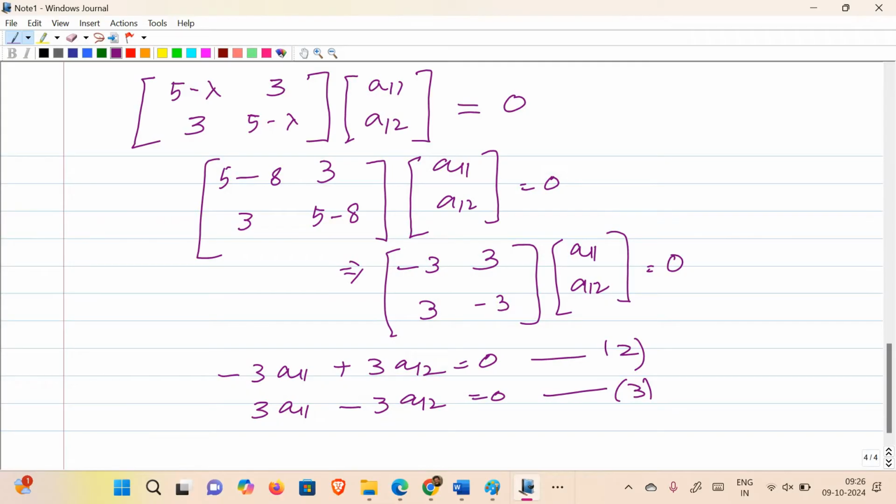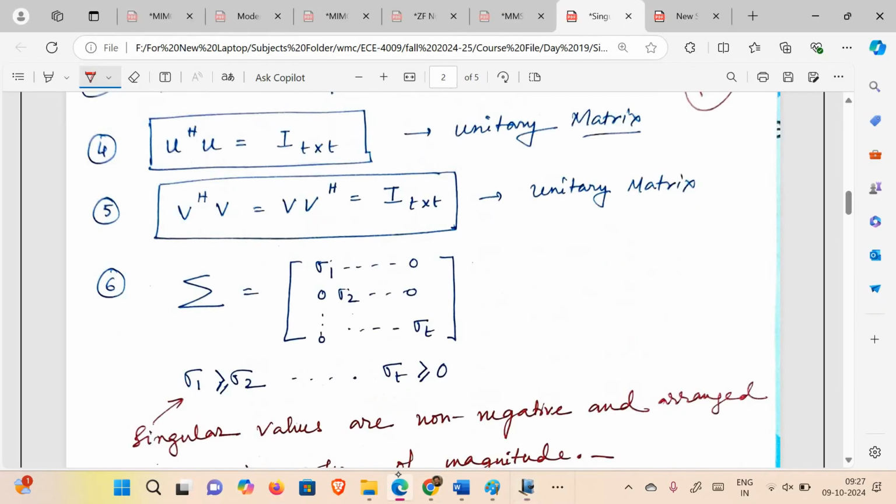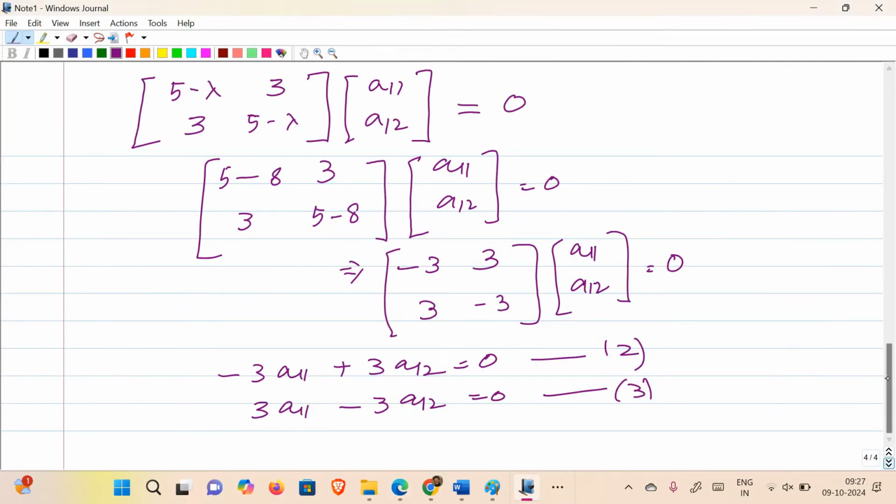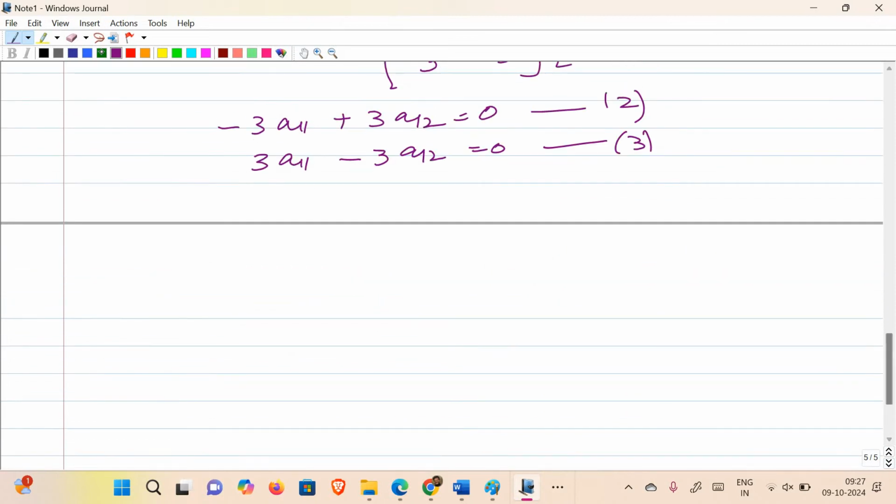Simple, very simple process, nothing complex about it. So we get the two equations. Now we have to solve for a11 and a12. For that, we need the third condition that we have already discussed, and that is, if you go back, the property of orthonormality, which we have mentioned in the third. Okay, so this is what we are going to adopt. So what we are going to adopt is that as the orthogonality should be maintained, please make a note of this.